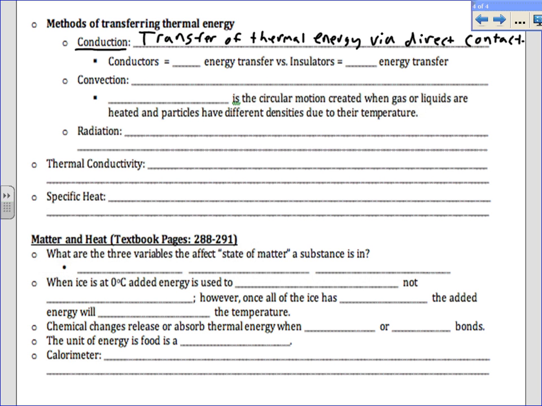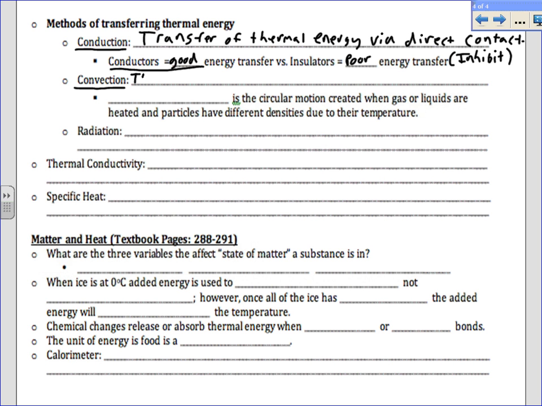And what you're looking at is conductors equal good energy transfer versus insulators equal poor energy transfer. The insulators kind of inhibit the transfer of energy. Okay? So a pot on the stove would be a good conductor of energy transfer. And there's a table on that in your book, good conductors versus poor conductors. Okay?